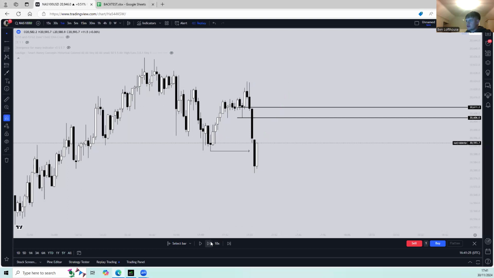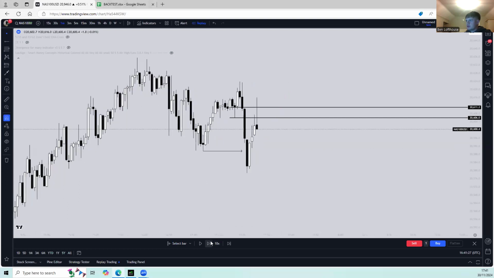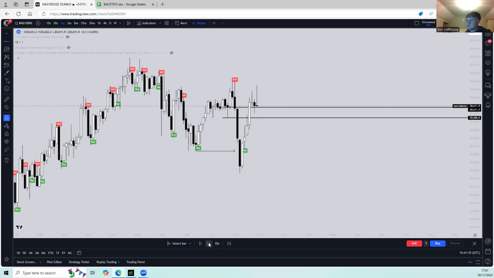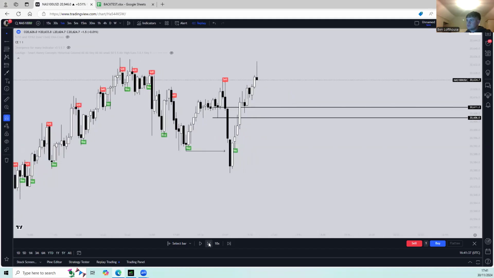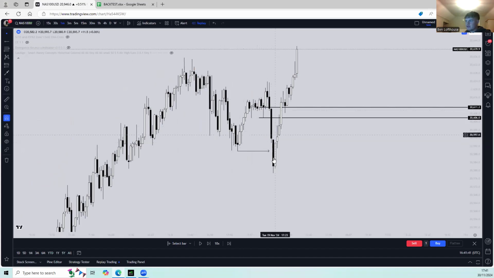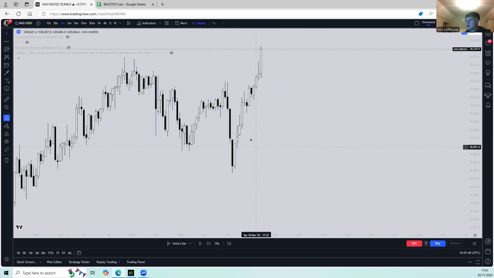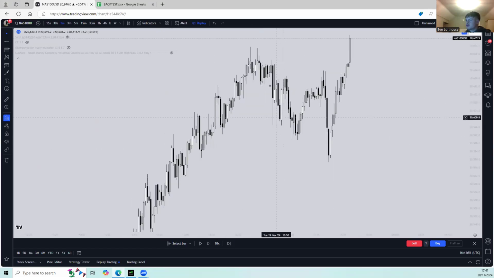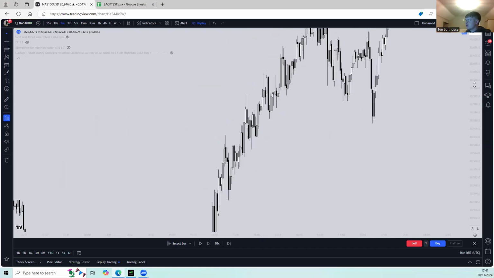But just for the sake, we'll see if we produce a nice chandelier exit. No, and that is exactly what I'm talking about. Anytime you get an impulsive move, it blows right through it. It goes right through it. You want to see a nice break of structure. I mean, like I said, this did not look nice at all.